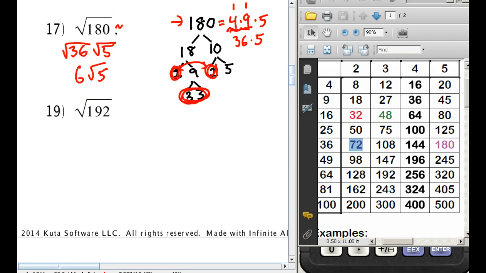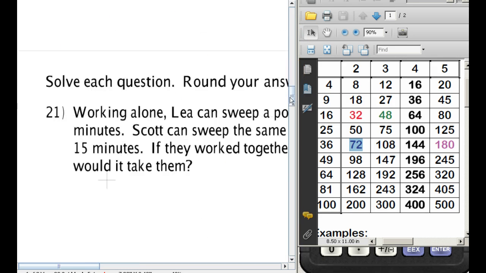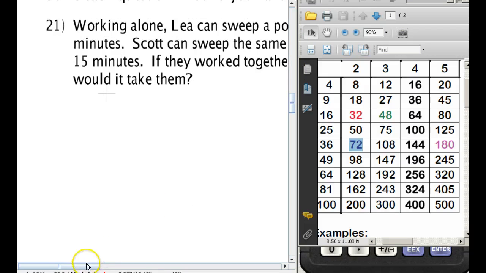And of course, you can check it with your calculator and verify. They should come out to approximately the same decimal. Okay. Lastly, on the back are some word problems.